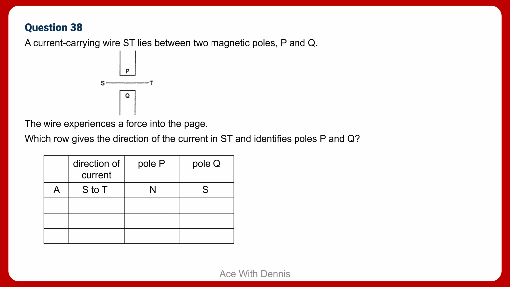Option A. Direction of current is from S to T. Pole P is north. Pole Q is south. Option B. Direction of current is from S to T. Pole P is south. Pole Q is north. Option C. Direction of current is from T to S. Pole P is north. Pole Q is south. Or option D. Direction of current is from T to S. Pole P is north. Pole Q is north.